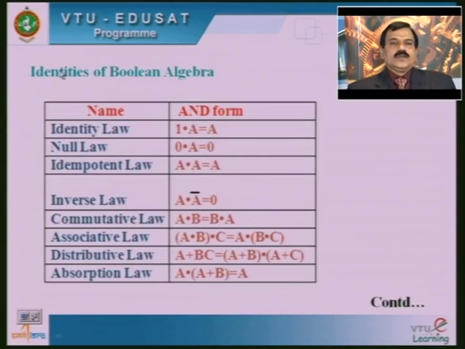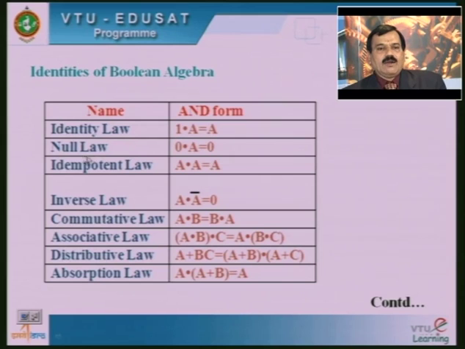So now, the identities of Boolean algebra. Here different identities are shown, and all these things are discussed with respect to the AND form. The identity law: 1 dot a is equal to a, because whatever value we assign to a, that value is going to be reflected as a.